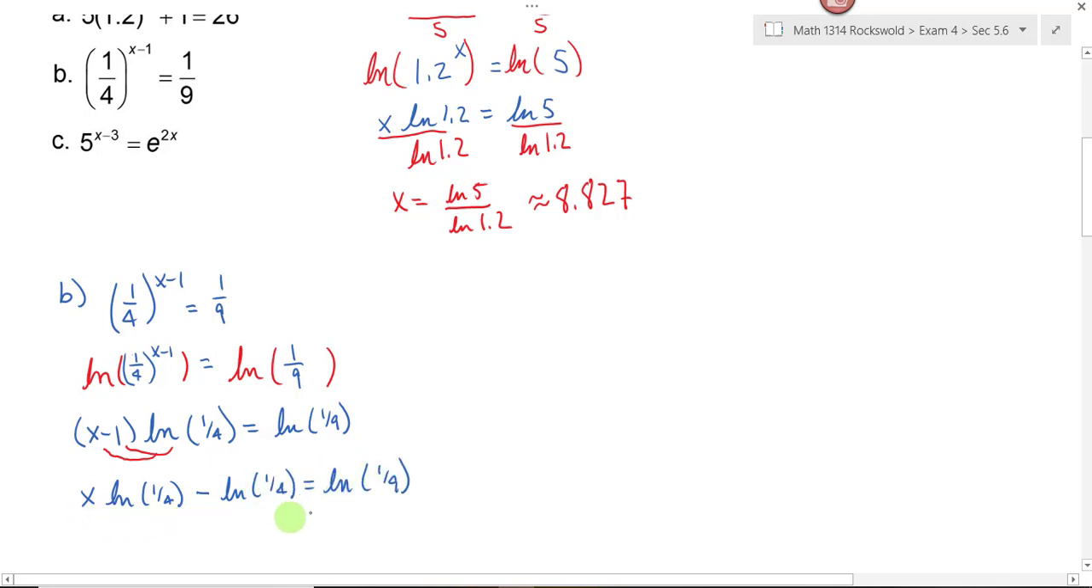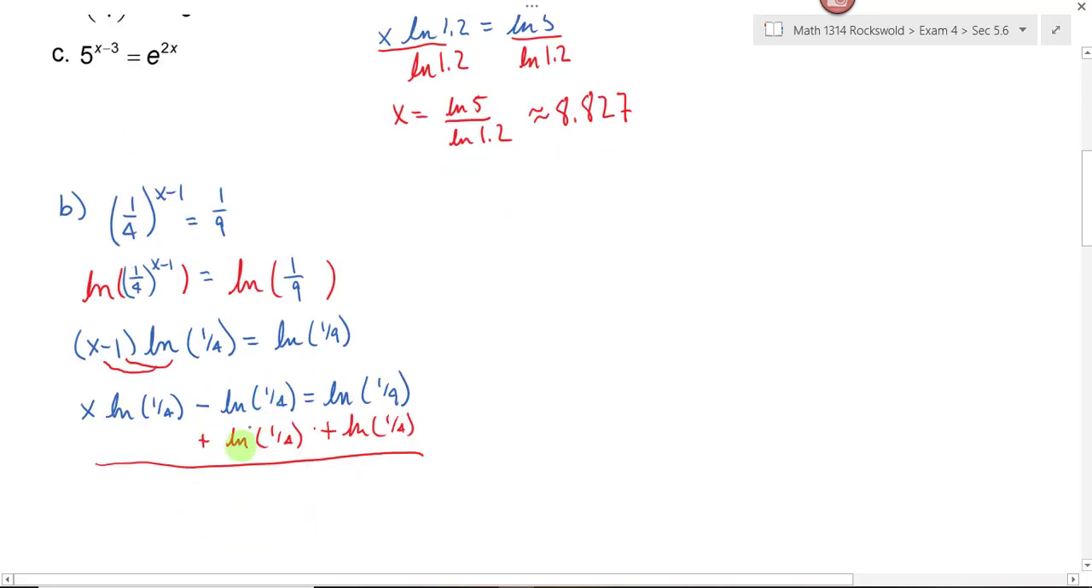The goal when you're solving an equation is to get the variable by itself. So this is a constant term that I can move by adding that term to both sides of the equation. So I'm going to add the natural log of 1/4 to both sides of the equation. When I do that, these terms are going to cancel out because I'm adding and subtracting the same thing, and that's going to leave me x times the natural log of 1/4 equals the natural log of what?